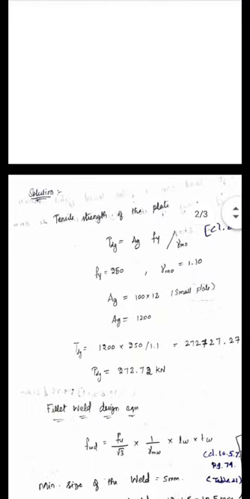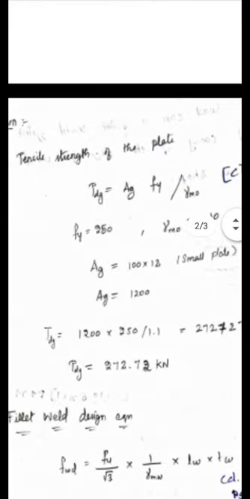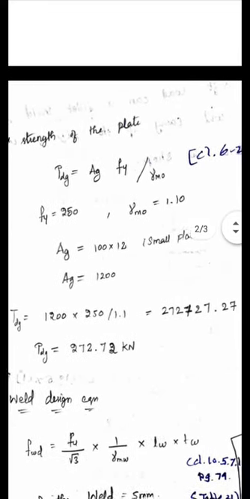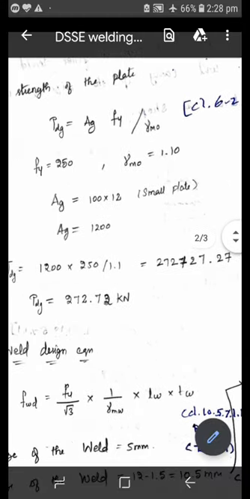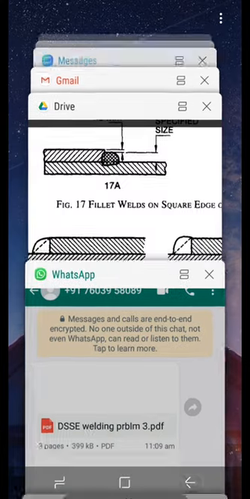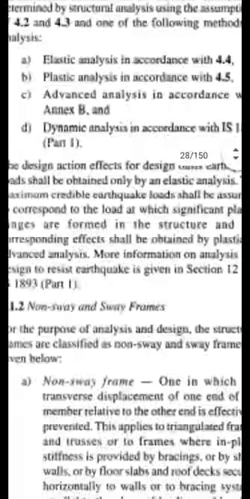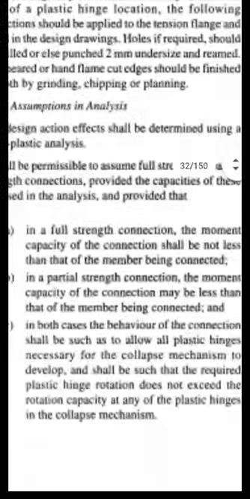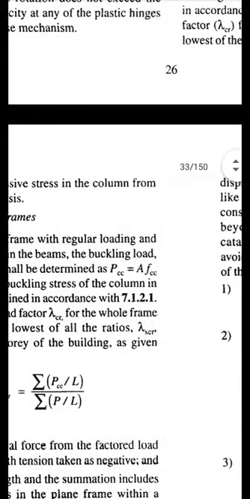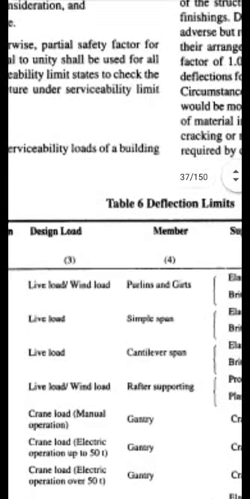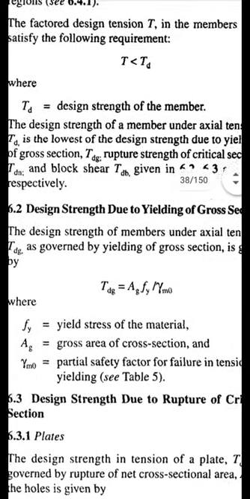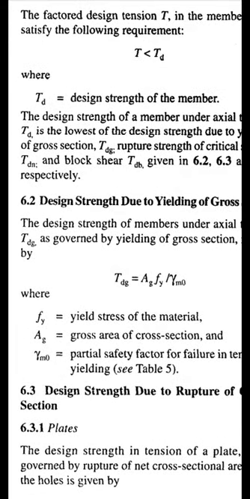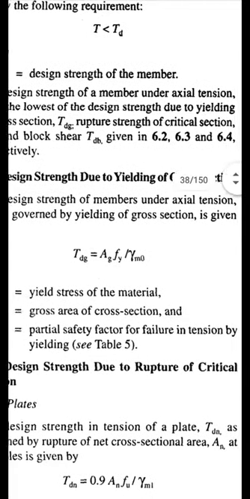First, you will calculate the tensile strength of the plate. TDG equal to AG into Fy by gamma m0. This expression can be obtained from class 6.2, page 32. Let me go to that page. This is page number 26. See here, design strength due to yielding of the cross section, TDG equal to AG into Fy by gamma m0, where gamma m0 is the partial safety factor for failure in tension by yielding.